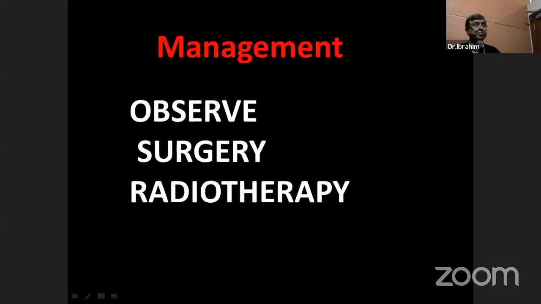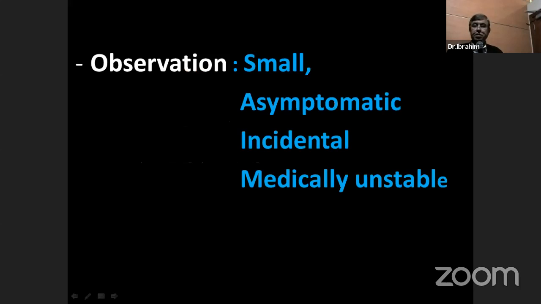What's the management? You may observe, you may do surgery, you may give radiotherapy. Let's discuss. When do you observe these cases? If they are small, asymptomatic, or found incidentally, or the patient is medically unstable, you are given the chance to observe.